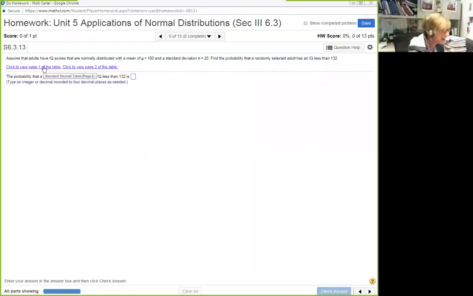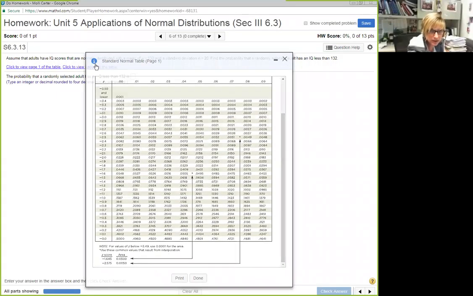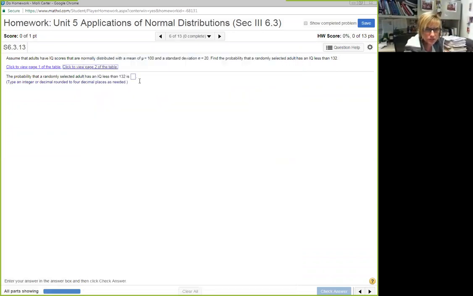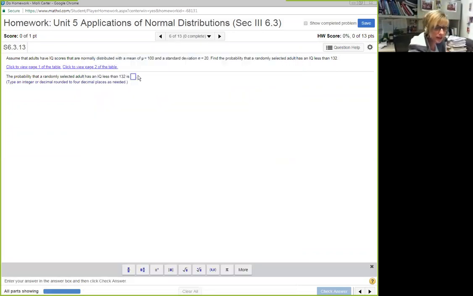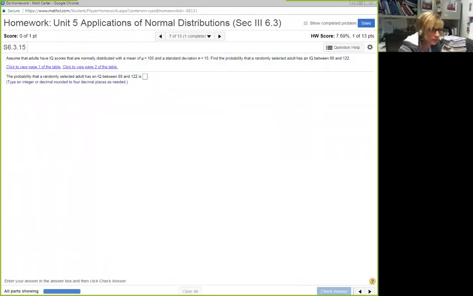Share my screen again. So I'm looking up the value of 1.60. These are all negative values, so I need page 2. 1.60, 0.9452. So we should be able to enter 0.9452, and we got it. Okay, so that's what you're doing for each of those.